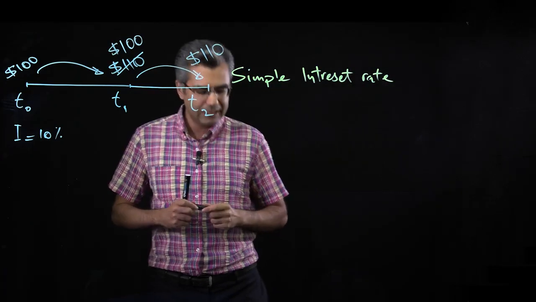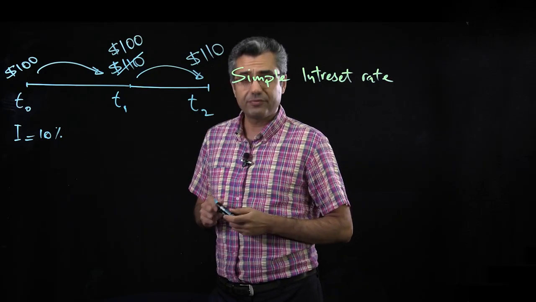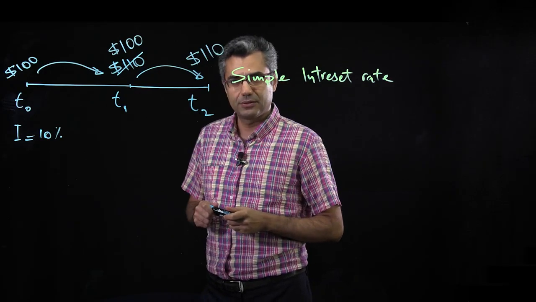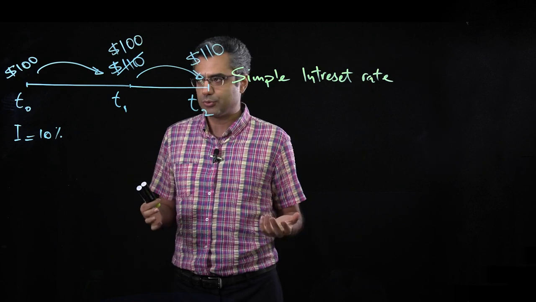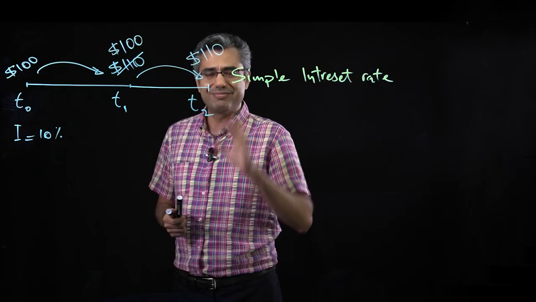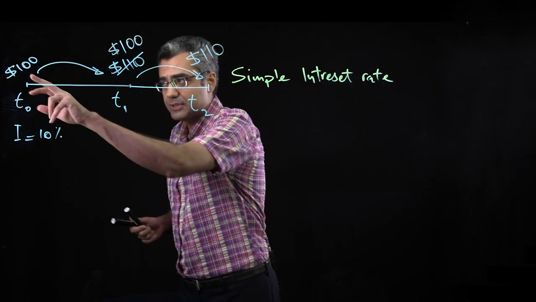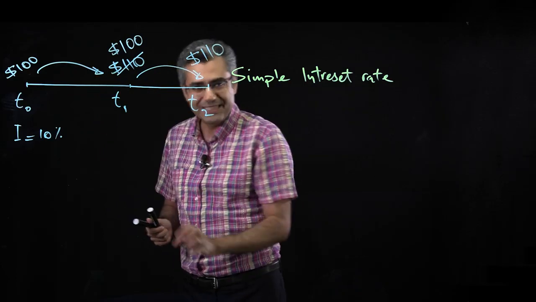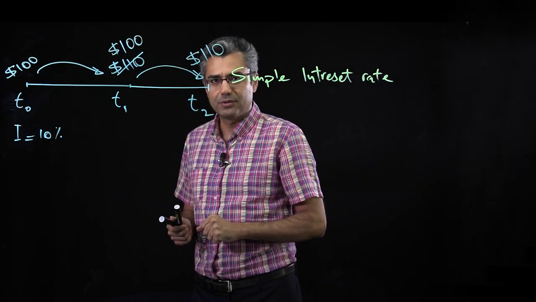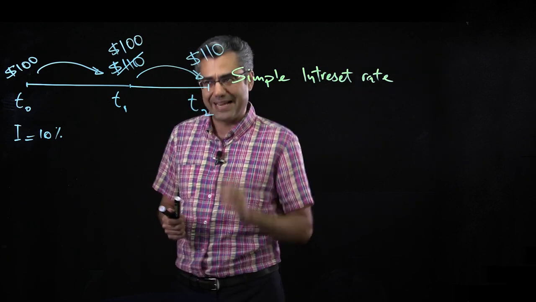Do we have any other type? Yes. We also have compound interest rate. So what is compound interest rate? Compound interest rate means you will receive interest on both the original principal and the interest you already received. So you will receive interest on interest as well.